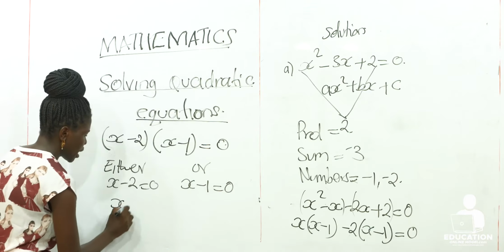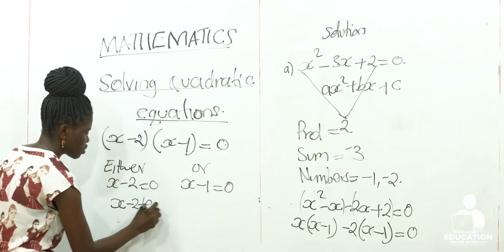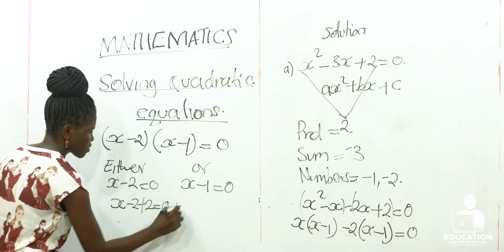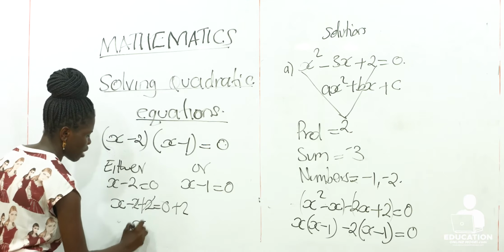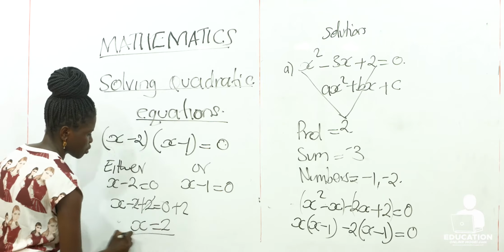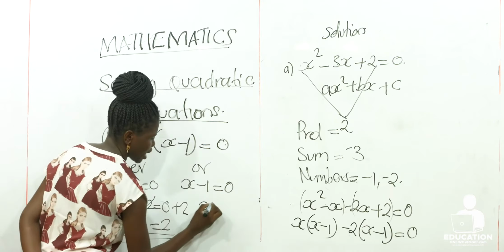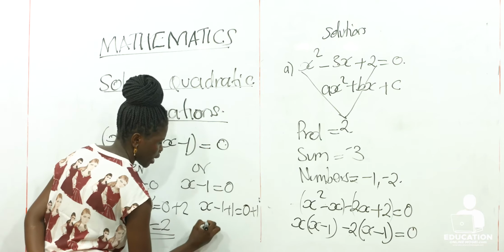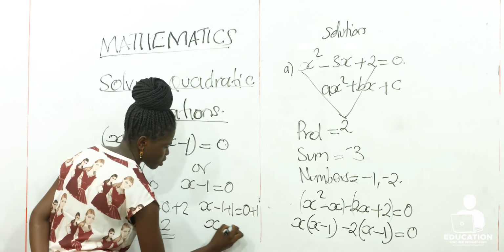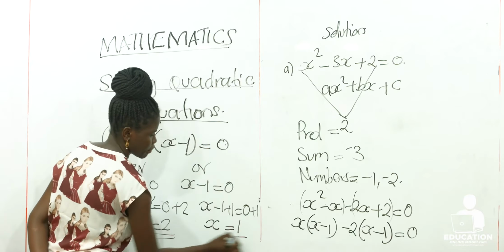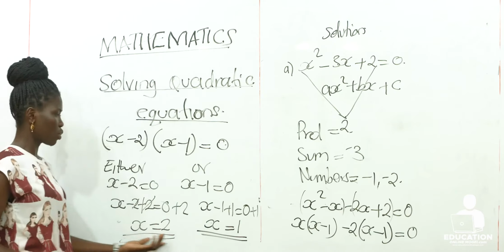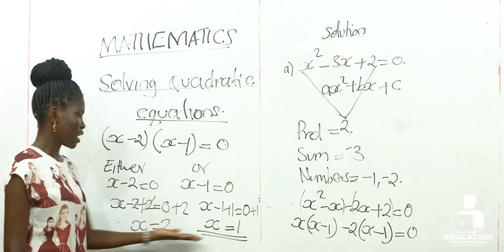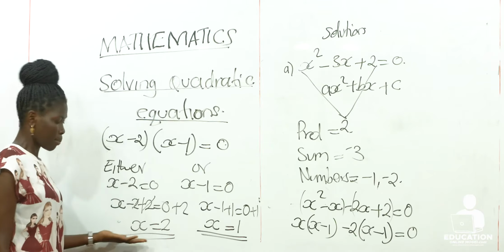This will be x minus 2 plus 2 is equal to 0 plus 2. This will go, and finally our value of x will be 2. And when you come to this side, we shall have x minus 1 plus 1 is equal to 0 plus 1. And finally we shall have x is equal to 1. So these are our two values of x. They are not the same, they are unequal.